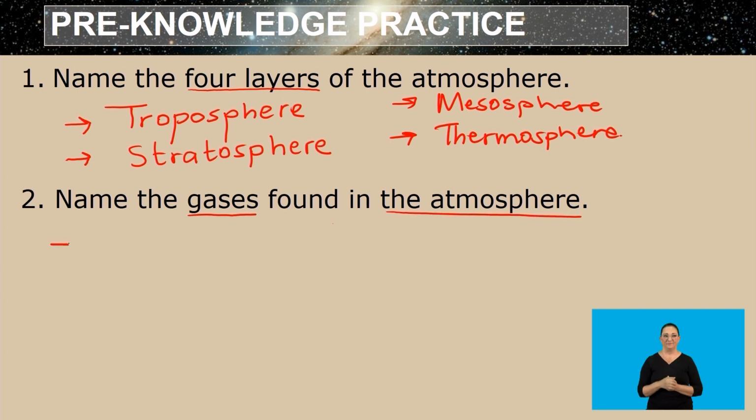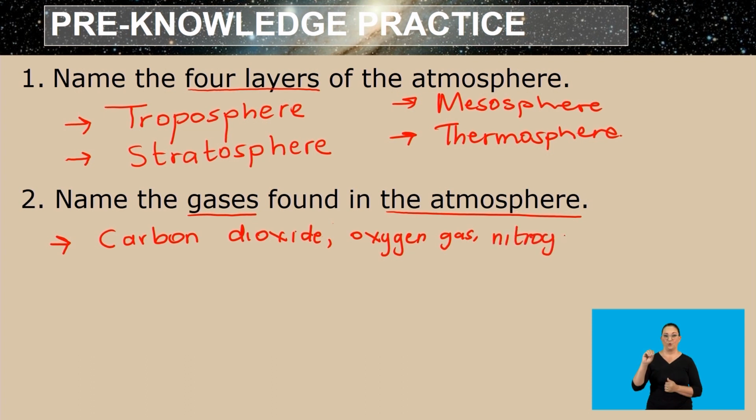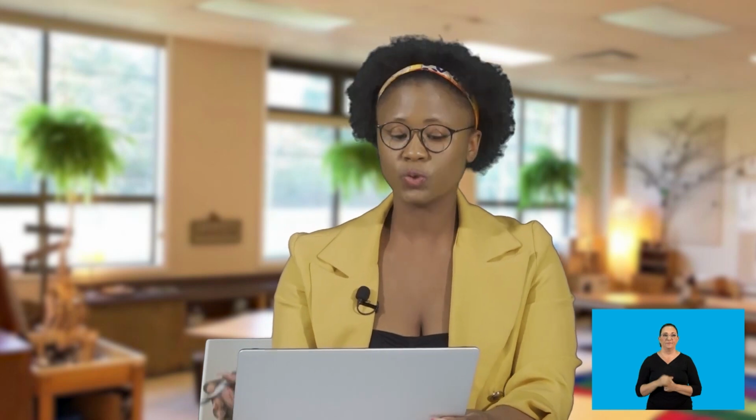Okay, in the atmosphere, we find gases like carbon dioxide. We also find oxygen gas. We also find our nitrogen gas, and argon. Okay, and all these gases come with different percentages. Okay. Now, let's go to the next question, which is supposed to be question 3.